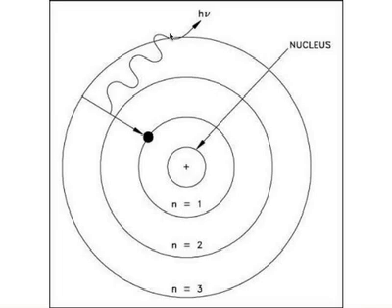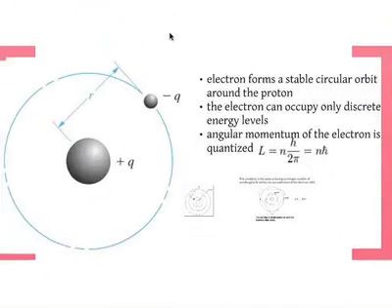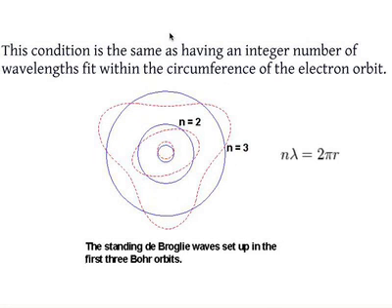We can actually calculate this, and that's not very hard. The second condition, the quantization of the angular momentum, leads to this physical model. It is the same as having an integer number of wavelengths fit within the circumference of the electron orbit. Remember, the electron is also a wave. So if it has a circular orbit, the quantization of the angular momentum says that you have an integer number of wavelengths which fit within the circular orbit, as shown here.